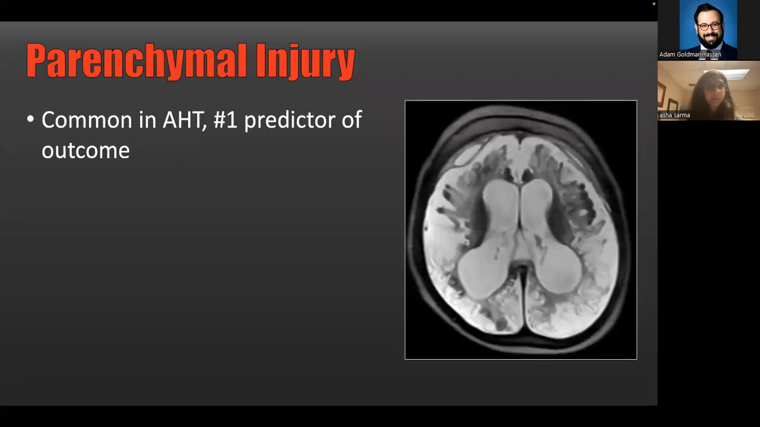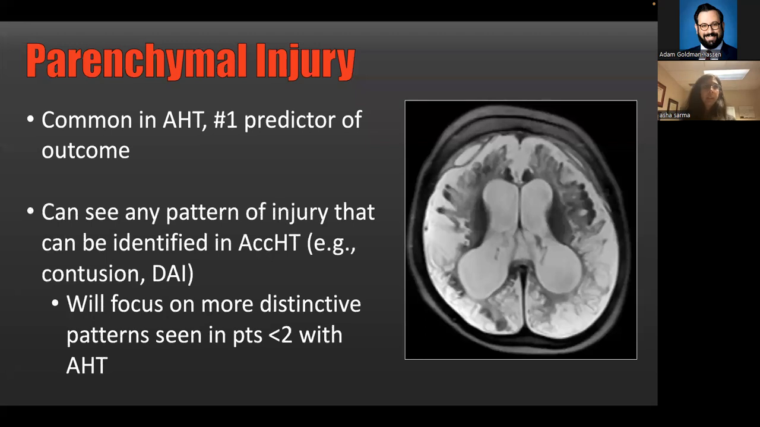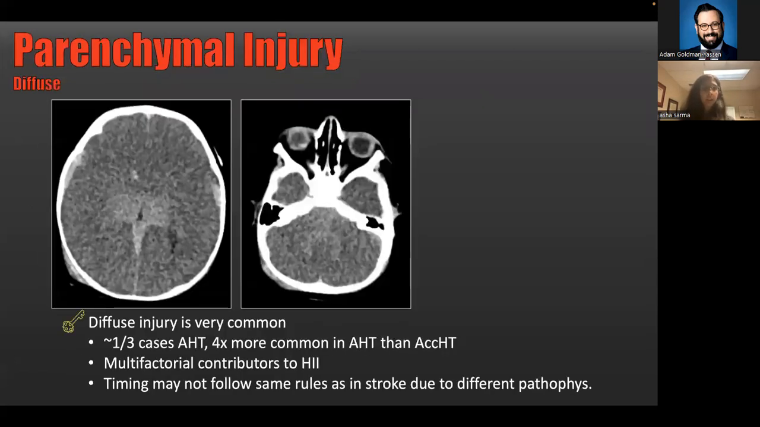So parenchymal injury is common in abusive head trauma, and it's the number one predictor overall of the patient's outcome. You can see any pattern of injury that can be identified in accidental head trauma, like contusions or DAI, for example, but we'll focus on some more distinctive patterns that you see in patients under 2 who have abusive head trauma. So this is the pattern of diffuse injury.